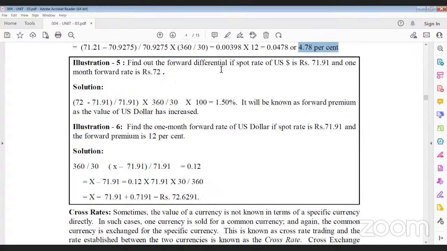Okay, next see this illustration, forward differentials. You're asked to find out the forward differentials if the spot rate of the US dollar is rupees 71.91 and the 1 month forward rate is rupees 72. So your forward rate is 72, which we substitute in the formula, minus 71.91, divided by again the spot rate, 71.91, into 360 divided by 30 days, since this is a 1 month contract, into 100. After simplifying, you will get 1.50%.